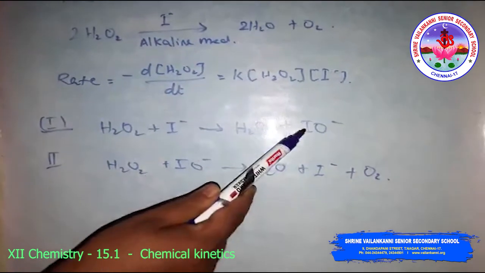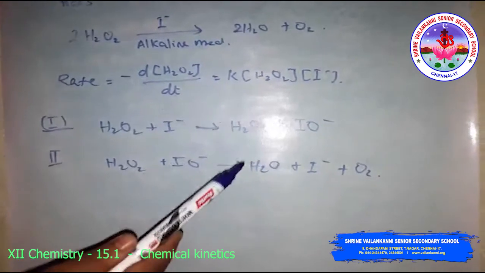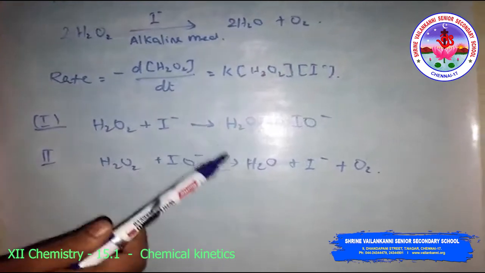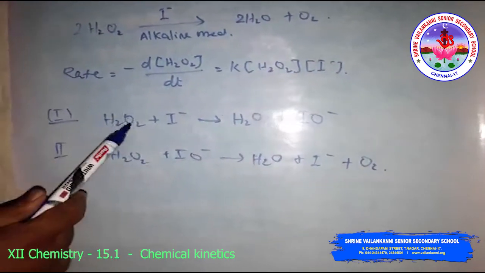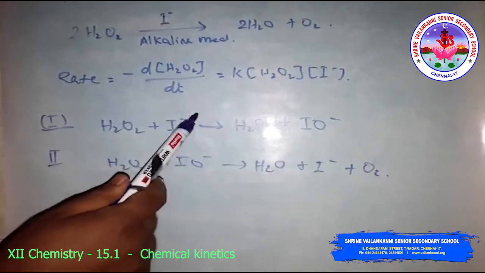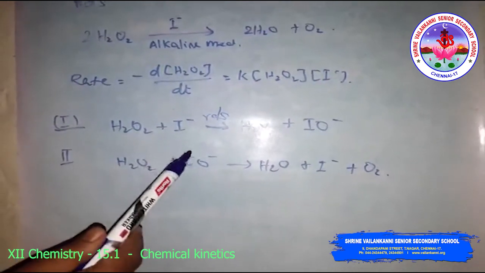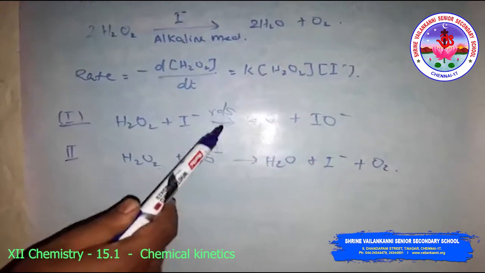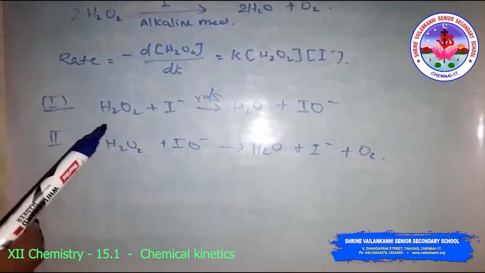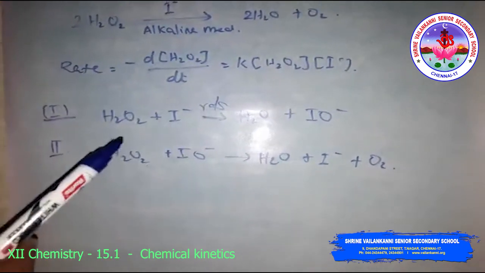So the species IO minus is called the intermediate, since it is formed during the course of the reaction but does not appear in the overall balanced equation. So the first step being slow, it is the rate determining step. This is RDS, the rate determining step. Thus the rate of formation of the intermediate will determine the rate of the reaction. So thus, from the discussion till now, we conclude the following.